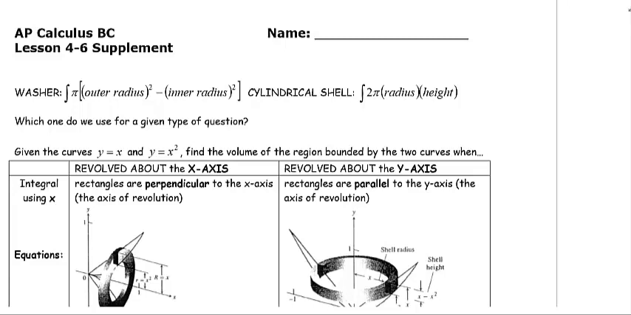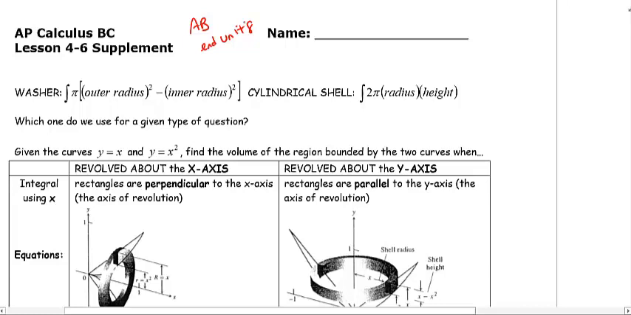Alright, this is a 4.6 supplement, but really it should go at the end after you learn the washers and cylindrical shell methods. So that's like 5.1 in the BC curriculum. If you're in the AB course right now, looking at this would be the end of Unit 8, the last thing you would have learned in this course.